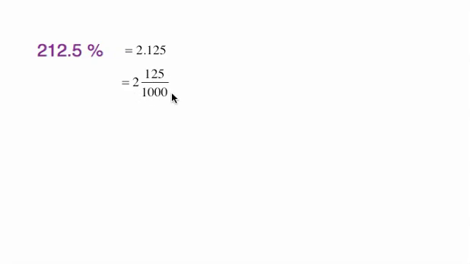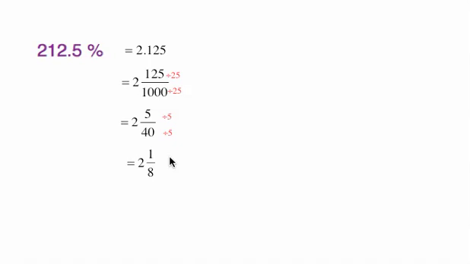Now I just have to reduce. This ends in 25. Anything that ends in double zeros, 25, 50, or 75 is divisible by 25. So I'm dividing the top and bottom by 25, and that's going to give me 5 over 40, which are both divisible by 5. So I divide the top and bottom by 5, and that gives me 1/8. So 2 and 1/8.